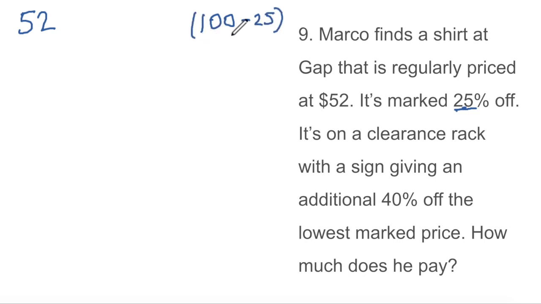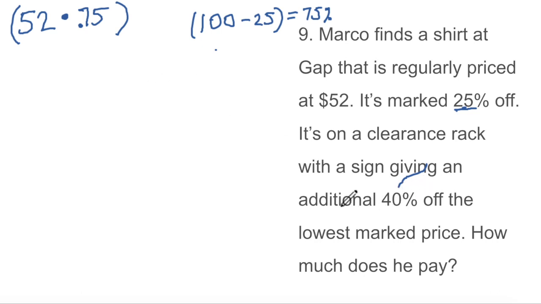Because he pays 100%, this is the full price, right? Minus 25% is the discount amount. So he's going to pay 75% of the regular price of the shirt. That's how much his first discount is. That's not counting 40% yet. So his first discount gives him 25% off, so he still has to pay 75%. So what is 75% of 52? Well, 52 times 0.75. Okay, so that is applying his first discount. That's times.